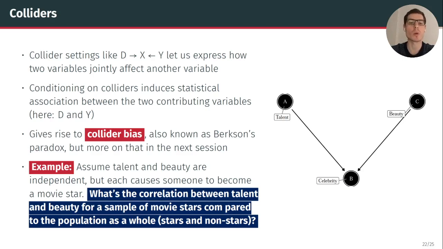So the question would be, what's the correlation between talent and beauty for a sample of movie stars when we compare to the population as a whole? So which is stars and no stars combined. All right, we will find out soon.